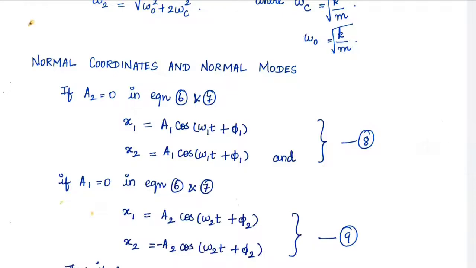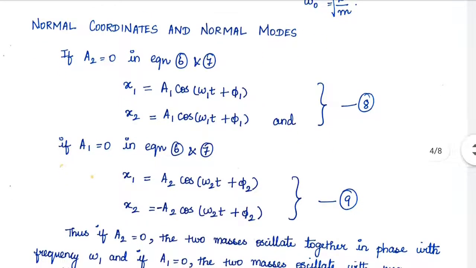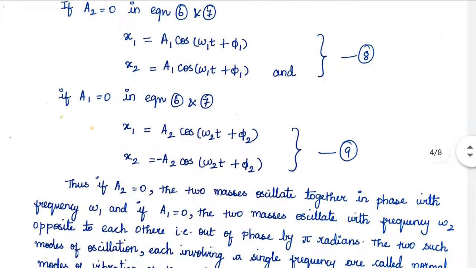So let's quickly discuss the normal coordinates and the normal modes in which the two coupled oscillators will oscillate. First, I am taking a2 equal to 0 and substituting in equations 6 and 7. The second factor will completely vanish, so x1 will be equal to a1 cos(omega 1 t plus phi 1), and x2 will be equal to a1 cos(omega 1 t plus phi 1). So this is one possibility. Another possibility is to put a1 equal to 0, and we find x1 equal to a2 cos(omega 2 t plus phi 2), and x2 equal to minus a2 cos(omega 2 t plus phi 2).